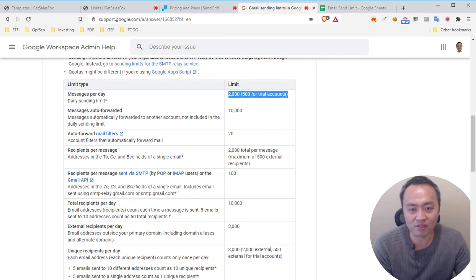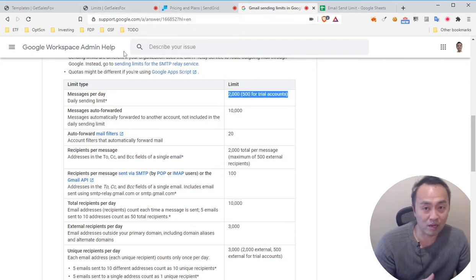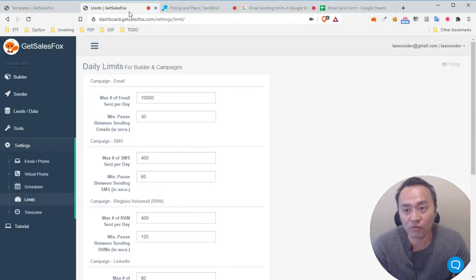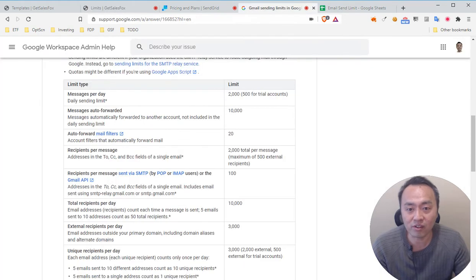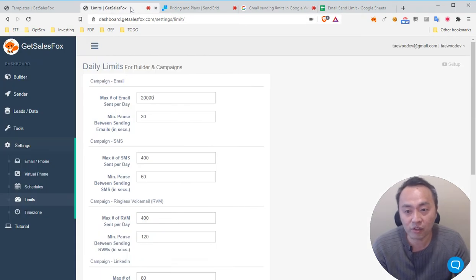Now, remember it's 2,000 if you go through the browser. So luckily, Get Sales Fox can go through the SMTP or through the browser. Now you have 2,000. So if you come over to Get Sales Fox, it asks you what is your daily send limit. If it's 2,000, does that mean you should put 2,000 here?